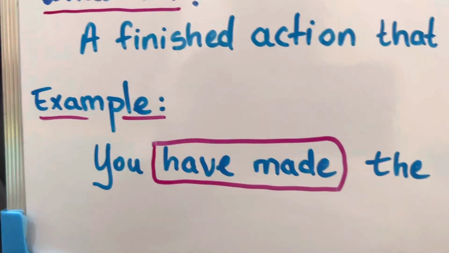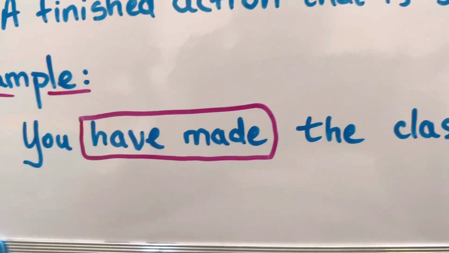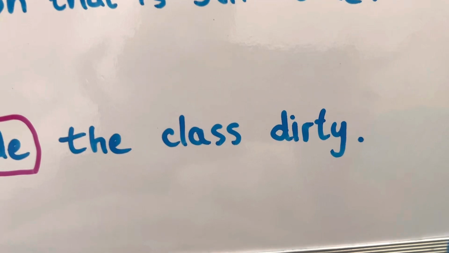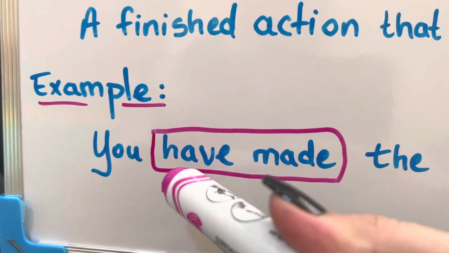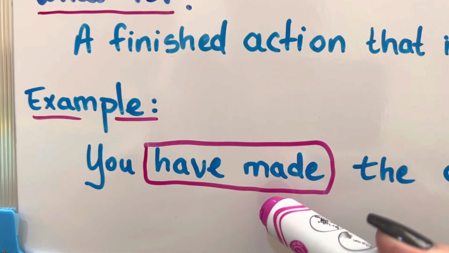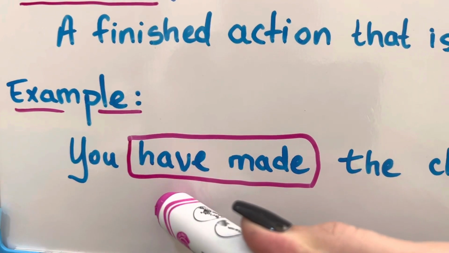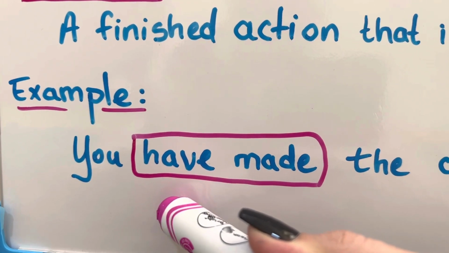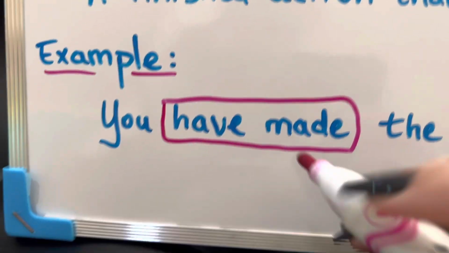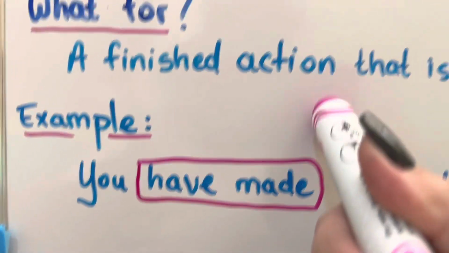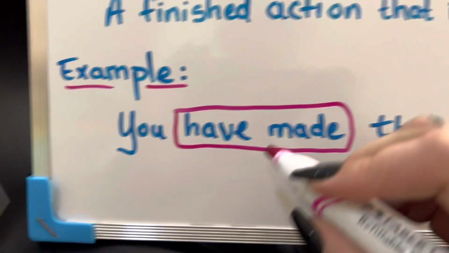For example, you have made the class dirty. What is the verb here? What is the fa'il? Have made. Don't just say made, because we have have before. So we need to take them together. Have made. What does this mean? That it's a finished action that is still true now.